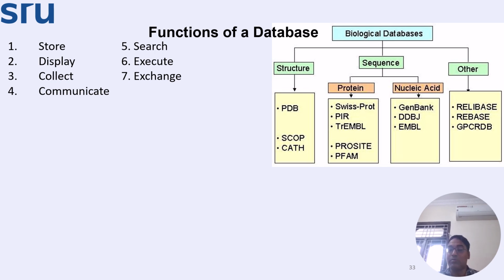If one database wants some information from the other database, there should always be connectivity between the databases. Now understand that I'm categorizing into structure, sequence, and others. Structure, like the protein database, SCOP, and CATH. These are two definitions through which PDB entries are again categorized. I will be showing it here. SCOP and CATH give the structure classification of proteins, like class, architecture, topology, homology. These are two different definitions through which you can classify all the protein structures into different functional classes.